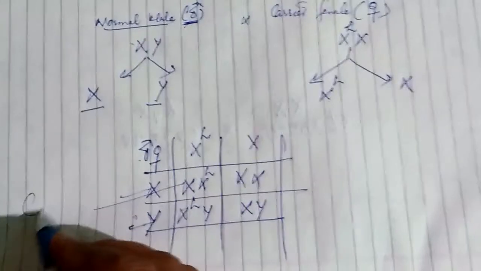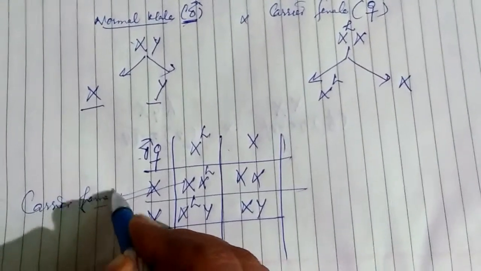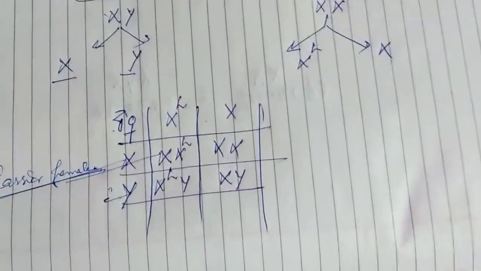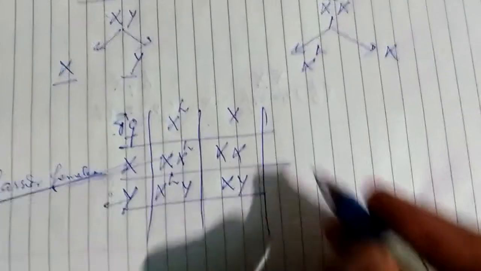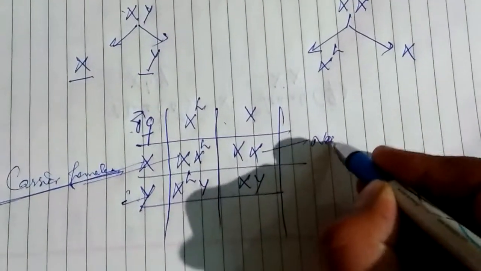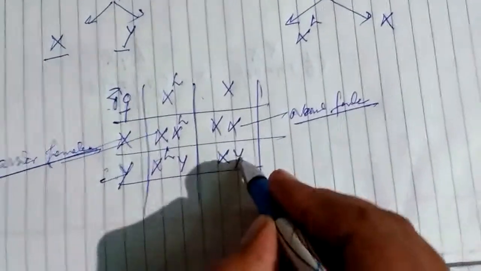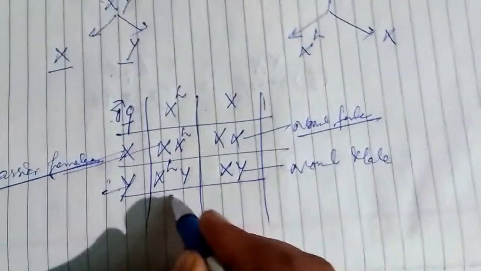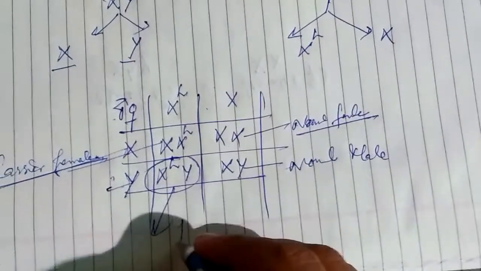This is a carrier female. This female has a trait of hemophilia but is not hemophilic. This is a normal female. This has no hemophilic trait. This is a normal male. But over here you will see this male. This male is a hemophilic male.